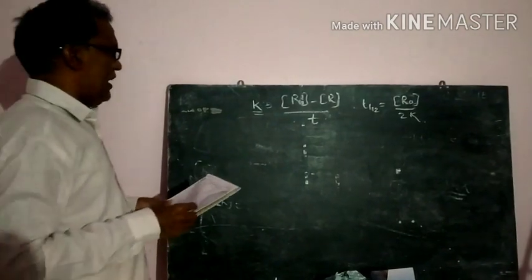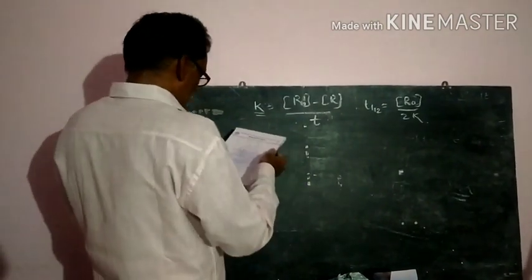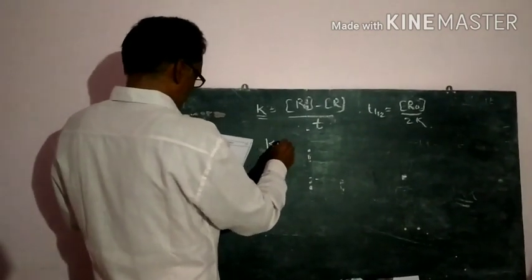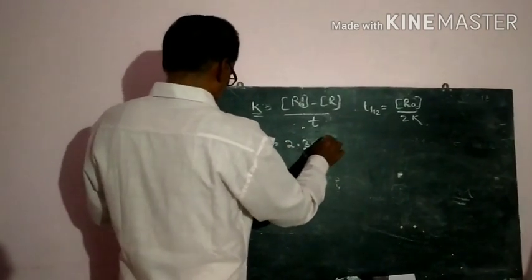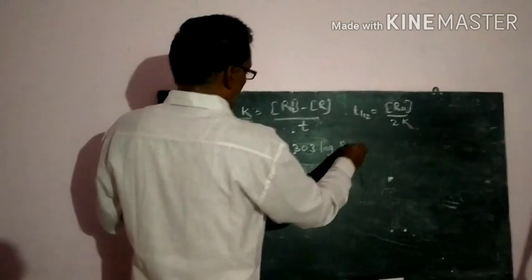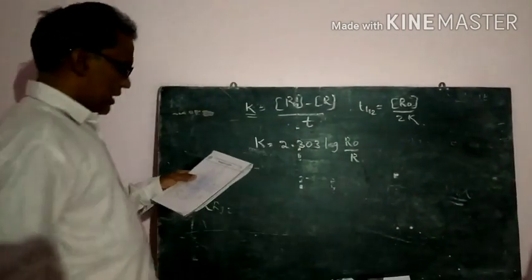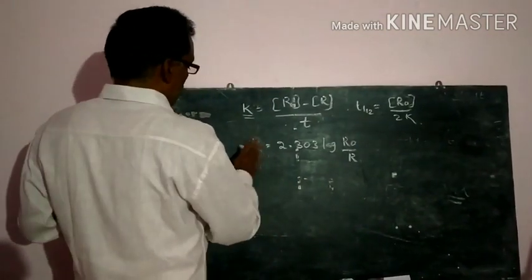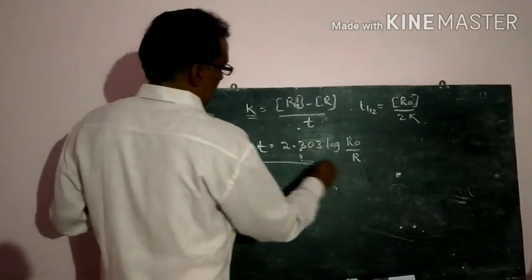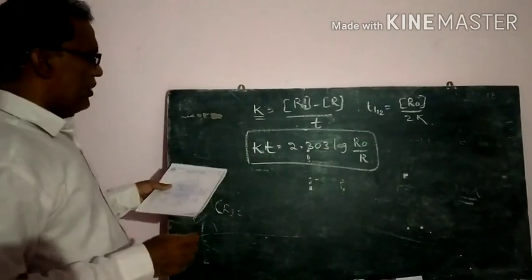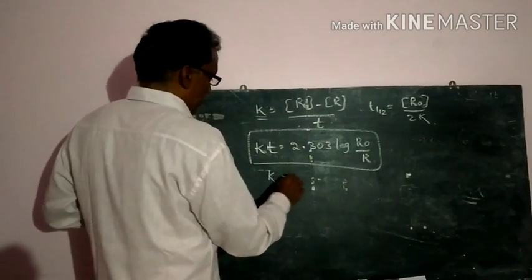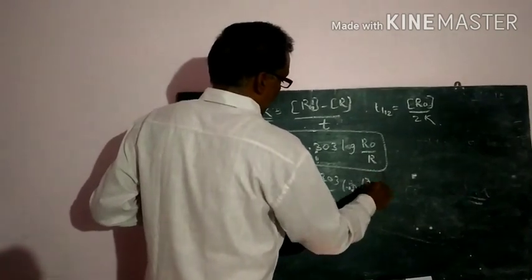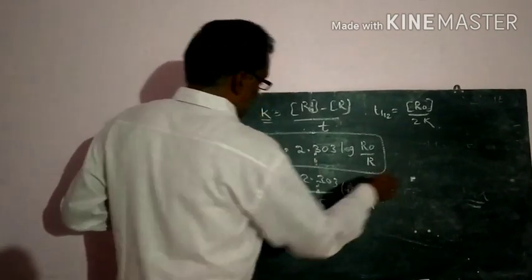For the first order reaction, this is for the zero order. For the first order reaction, that is k is equal to 2.303 by t into log R0 by R. That is kt. This is the equation for the first order reaction. So k is equal to 2.303 by t into log value of R0 by R. So this is the formula we got.